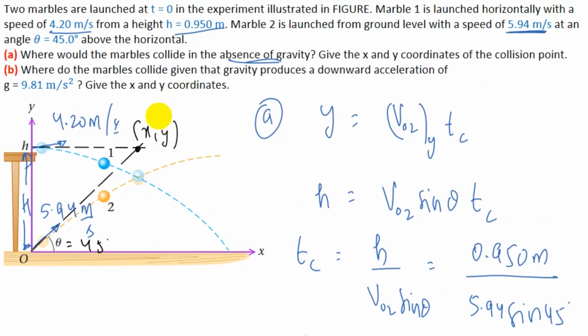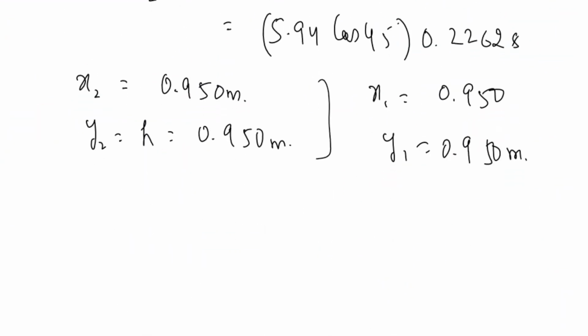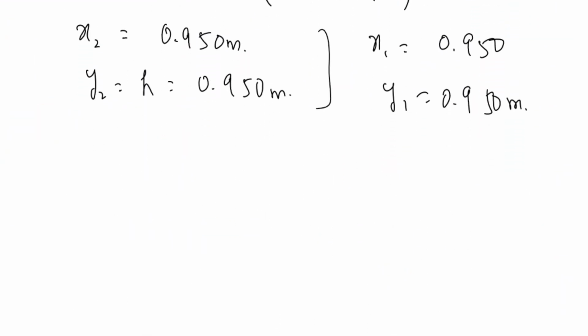Now next, the B part says, where do the marbles collide given that gravity produces a downward acceleration of 9.81 meter per second squared? So this time we have to consider the gravity. Now to solve the B part, what I'm going to do is equate the y positions of the two marbles. So equate the y positions.